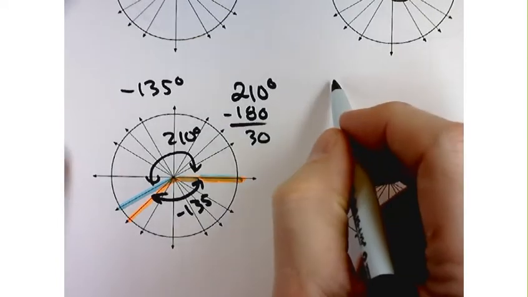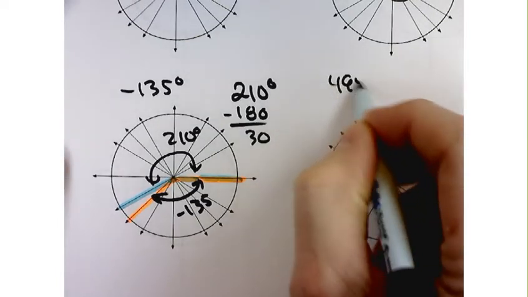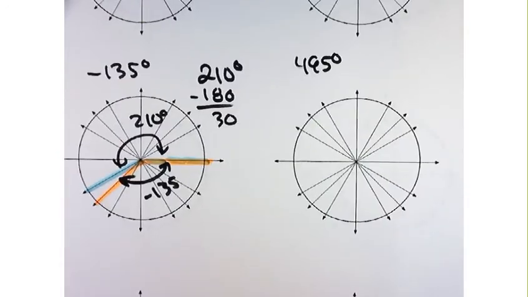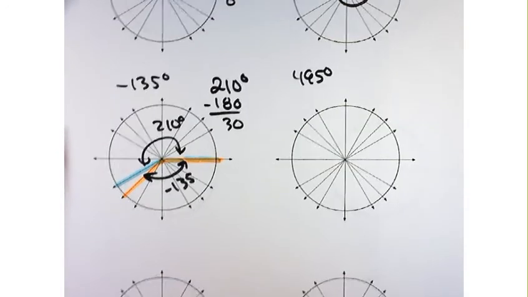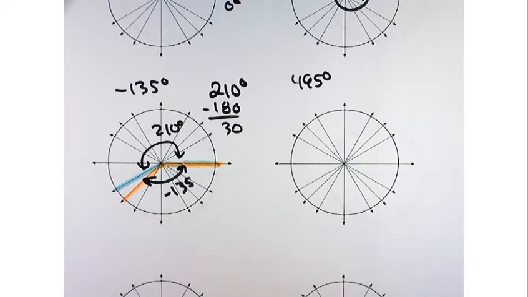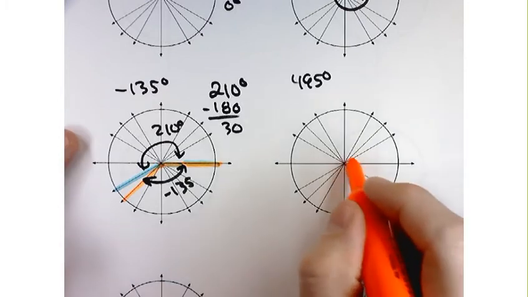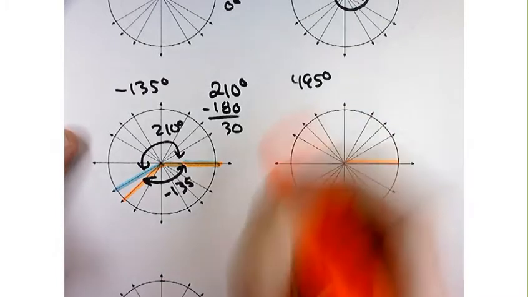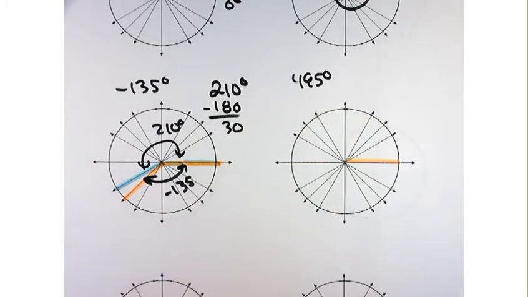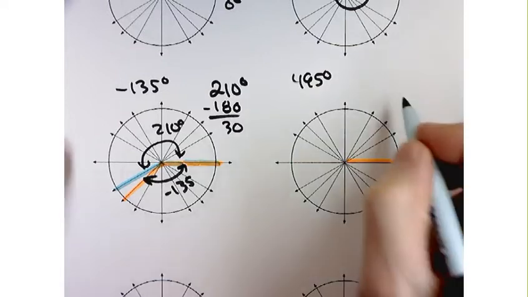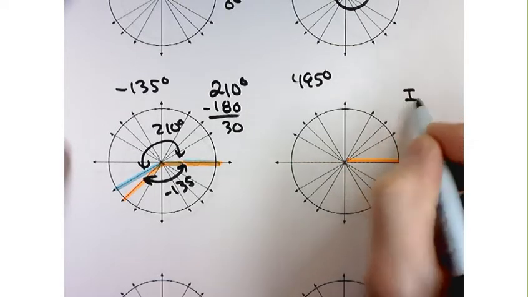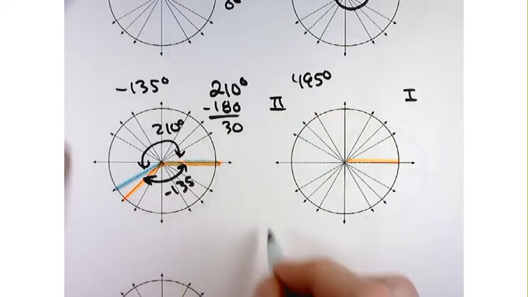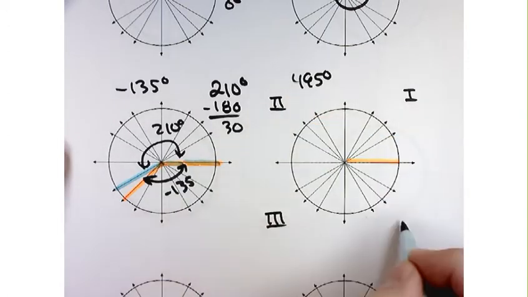Let me give you a moment to try one. 495 degrees. Let's figure out where that would be, how you would draw that one. Again, start out in standard position. So that's with the initial side on the x-axis. And then figure out where that's going to land you. Now, while you're working on that, let me just remind you that this is the first quadrant, second quadrant, third quadrant, and fourth quadrant.